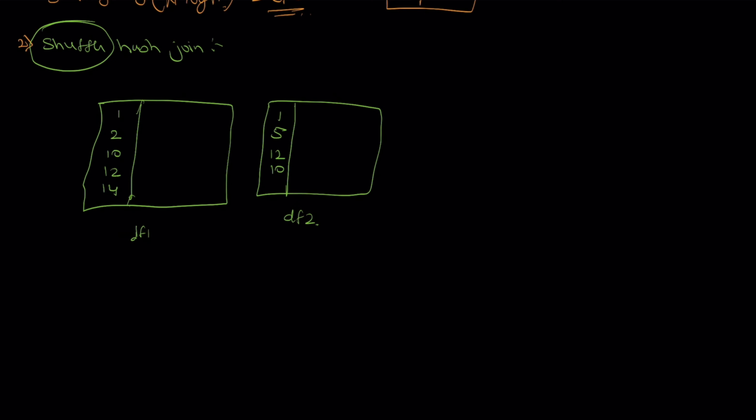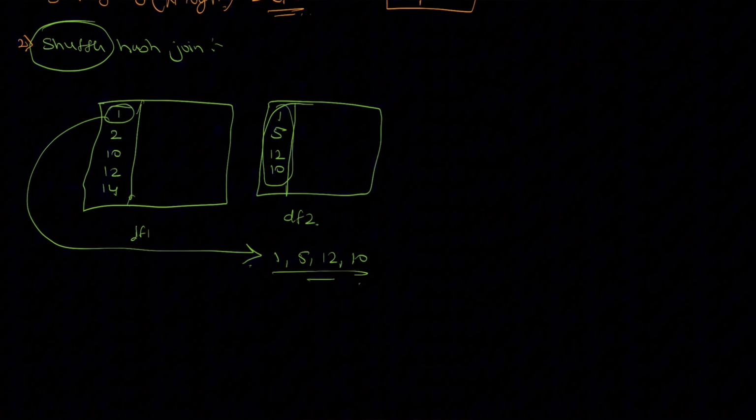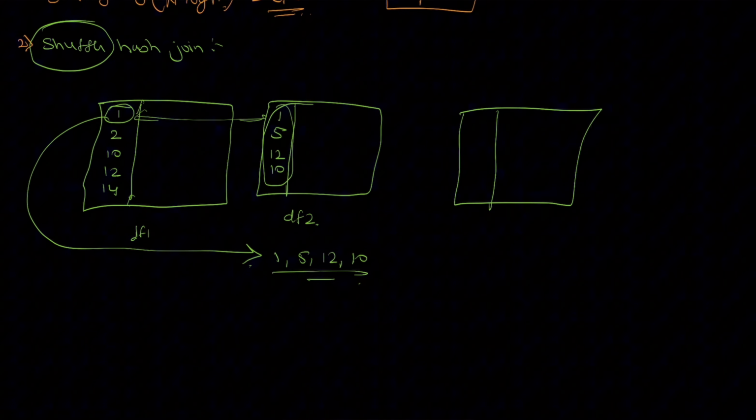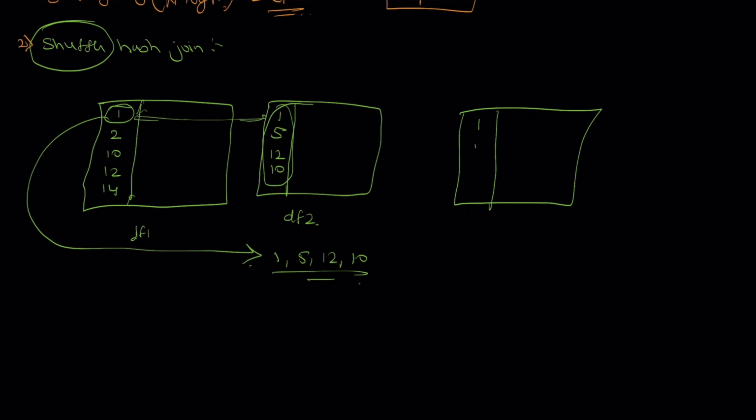So what will happen is before merging, Spark will be converting the IDs of the smaller table into a hash and storing it into a hash set. So values 1, 5, 12, and 10 would be converted into hash. And then what Spark will be doing is it would be searching 1 in this hash set. If it is present, it would be merging those. And hence the output would be 1, 10, and 12.